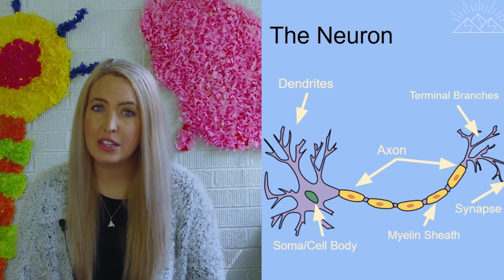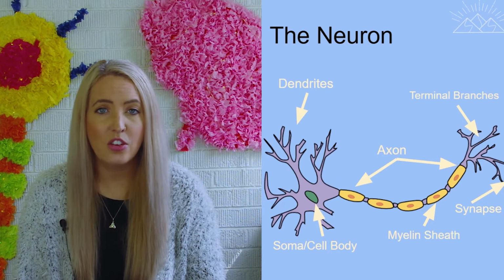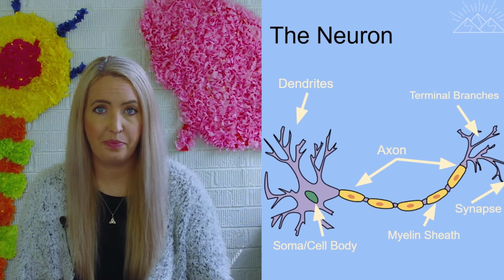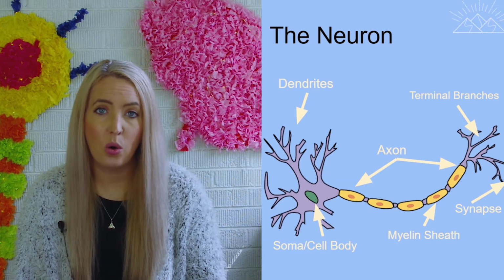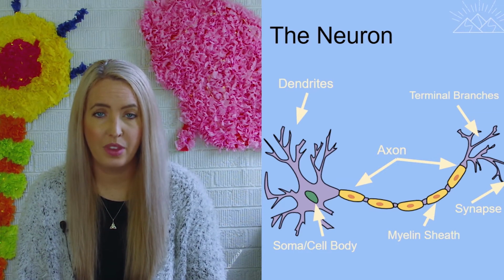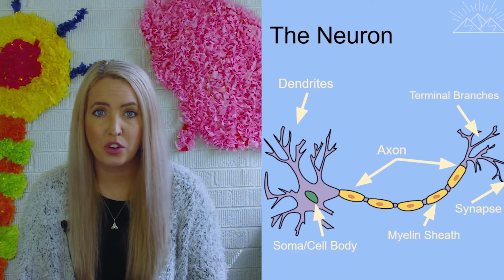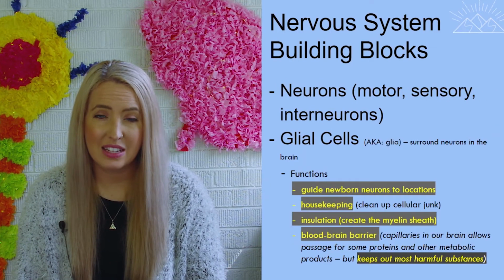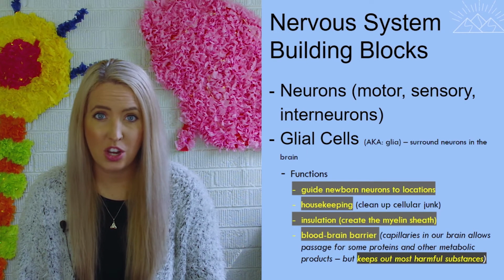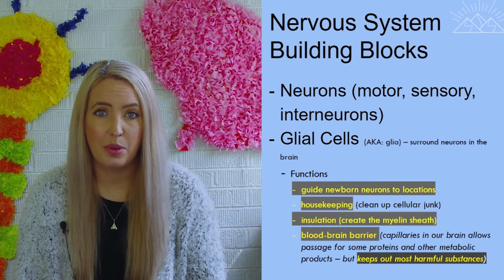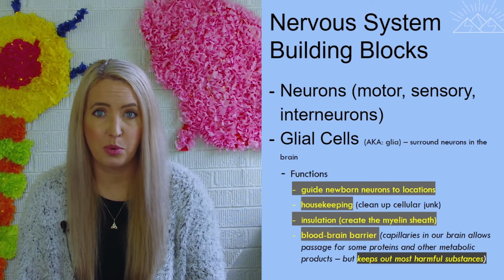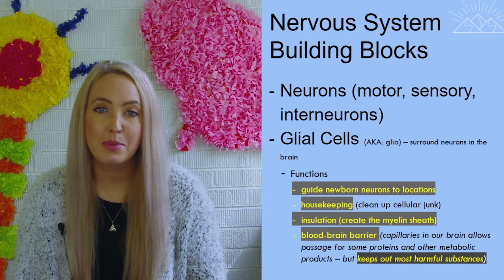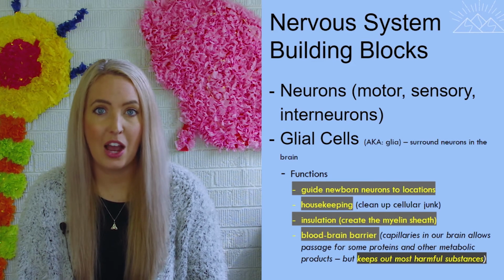They're not the only cells in the brain though. The other cells that are in our brain are called glia or glial cells. And glial cells have a whole host of functions as well. They help guide newborn neurons to their final location in the brain. They make up the insulation that is known as the myelin sheath. It helps to clean up all the cellular junk in our brain, and it creates what is known as the blood-brain barrier, which helps keep most harmful substances out of our brain.